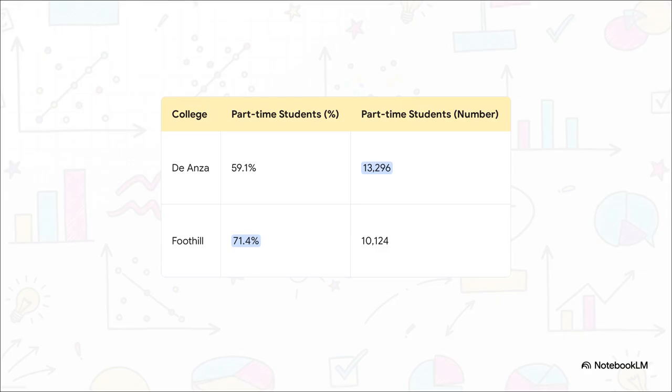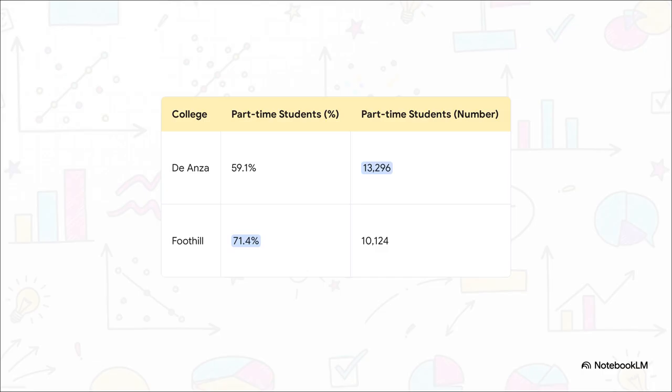Okay, let's look at this data really carefully. In program A, De Anza has a better success rate, right? 60% beats 50%. And in program B, De Anza also has a better success rate. 80% beats 70%. So if you look at each program by itself, De Anza looks like the clear winner.